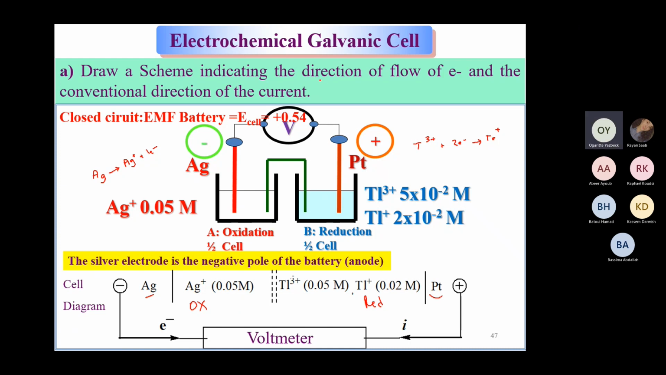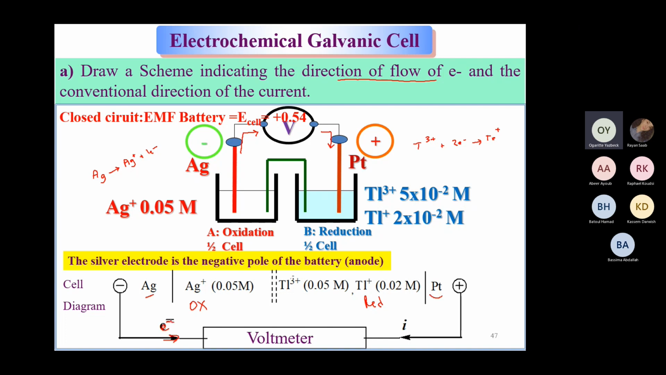Then we draw the scheme. Okay, the direction of electron flow and the conventional direction of the current. Well, the electrons always flow from the oxidation to the reduction, or from the negative pole to the positive pole. Here, you will always put the electrons from the negative, so you put it like that. Okay, that's what we mean. So if you just do it like this, that is what you get in terms of the cell diagram.